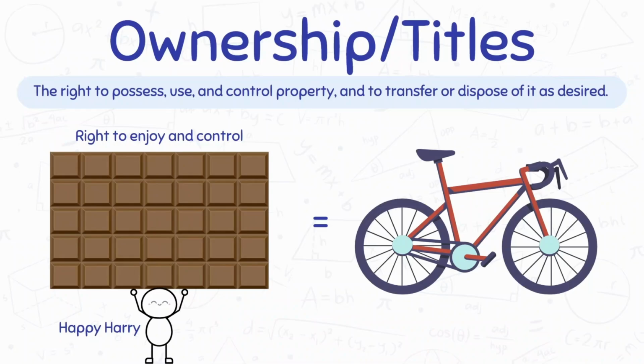But he holds absolute ownership of what? Well, this ownership chocolate bar represents the ownership rights that Harry has to a beautiful red bike. So the bike is the property, and the chocolate bar is the physical representation of his ownership of the bike. So this is his right to possess and use, as well as control and transfer the bike as he wishes.